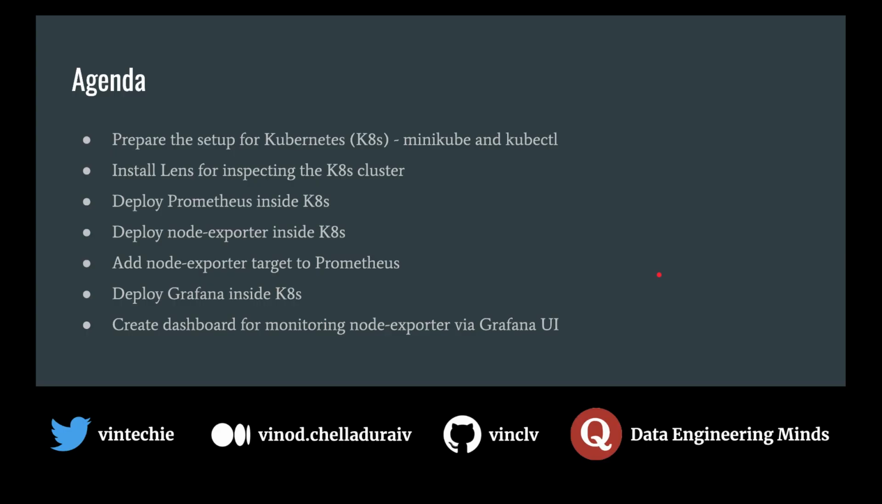With this, we have finally come to the end of today's discussion. Just to summarize, first we prepared the setup for our Kubernetes cluster, which is basically a minikube, and then I showed how to inspect your Kubernetes cluster via the Lens UI, and then we deployed a simple Prometheus server application inside Kubernetes, followed by a NodeExporter application inside Kubernetes. We also saw what a NodeExporter application is and how it can be used to export the metrics of a Kubernetes node. Then we added this NodeExporter application as a target to the Prometheus. Finally, we deployed a Grafana server application inside Kubernetes, and then we created the dashboards for viewing the metrics of the NodeExporter via the Grafana UI.